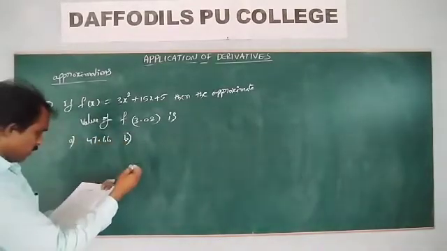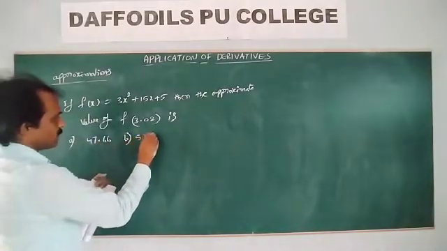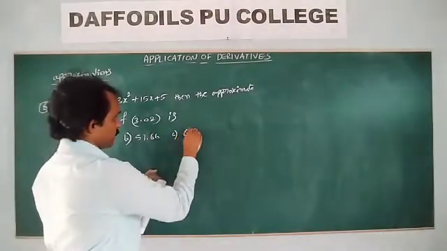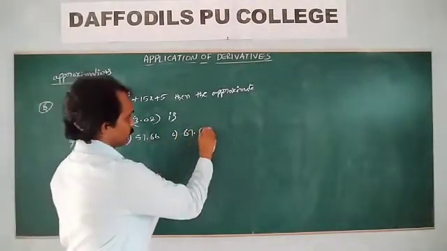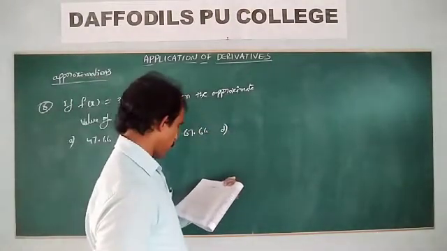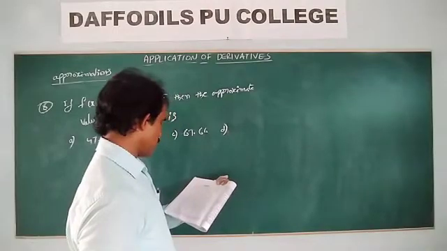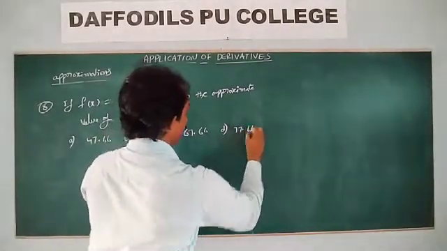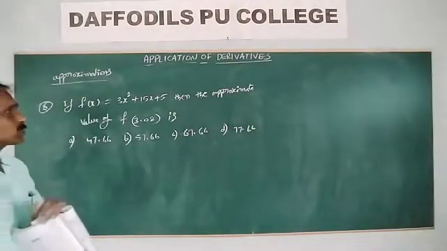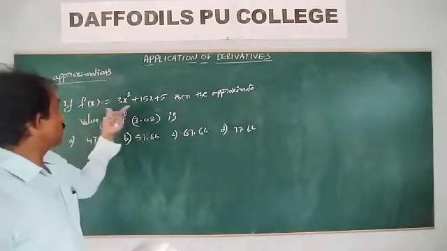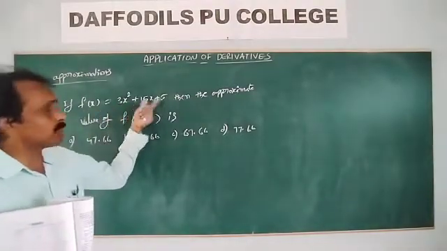47.66, B 57.66, C 67.66, D 77.66. Okay, how to do this? Already explained this model in second problem. So first of all, f of x is equal to 3x square plus 15x plus 5.